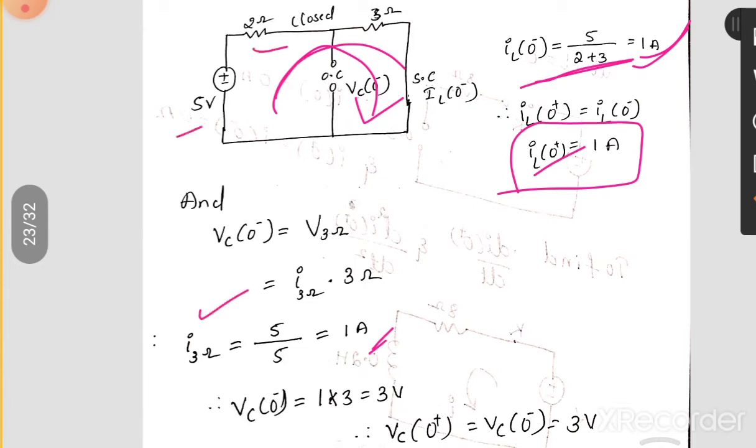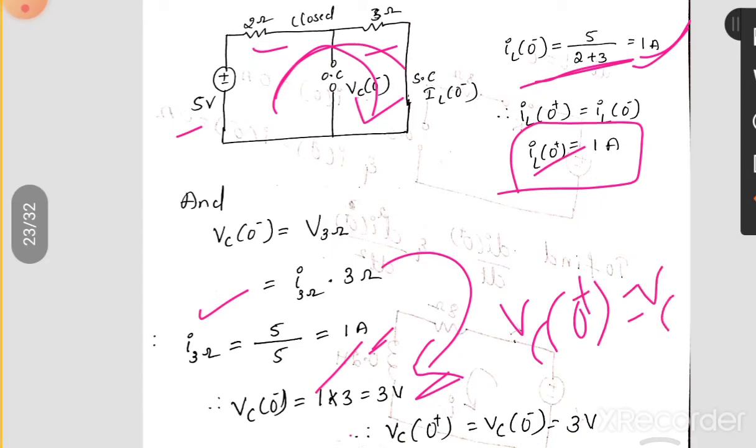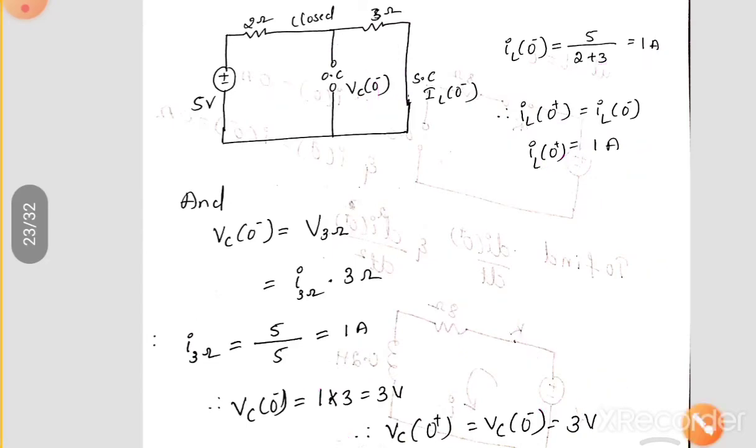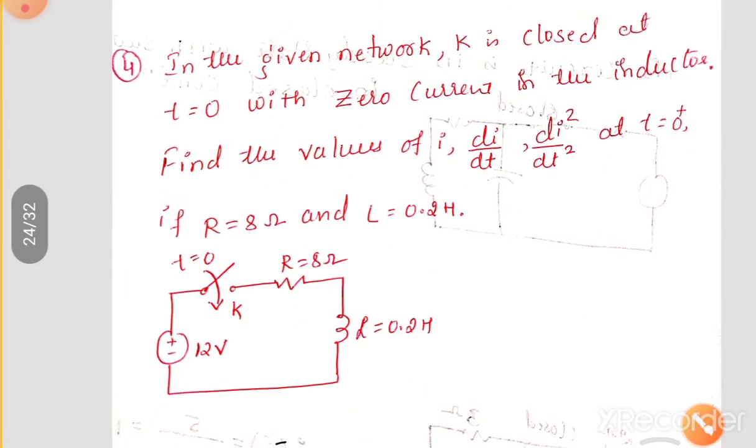Or else, directly you can calculate the current flowing through this 3 ohm; it will be nothing but 5 divided by the 2 resistances in series. So it is nothing but 1 ampere. Vc of 0 minus will be: current is 1 ampere, resistance is 3. Therefore, Vc of 0 minus will be 3 volt. As we know, in a capacitor the voltage will not change immediately. Therefore, we can write Vc of 0 plus will be equal to Vc of 0 minus, which is equal to 3 volt. Hope these things are clear to you.